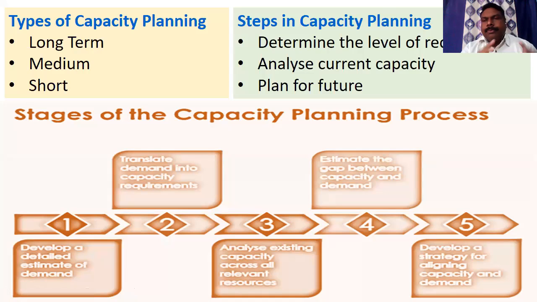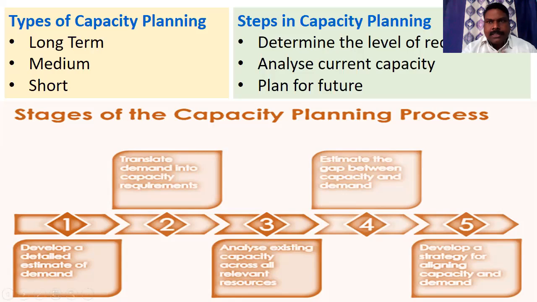If you are going to plan for medium, it means 6 months or 1 year or 2 years, we are going to think of medium-term capacity planning. Short-term planning is for 6 months or 3 months or 1 month or 15 days. This is how the capacity planning types are, in terms of time.